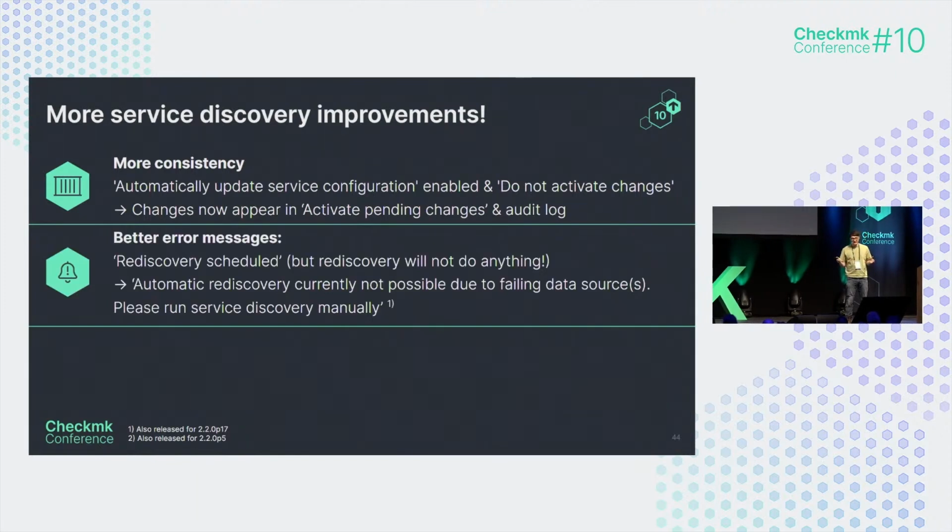We have better error messages. You might have seen this if you have the automatic rediscovery activated. Then sometimes it says rediscovery scheduled. But what could very well happen is that nothing happens. Because if, for example, a data source fails, then this automatic rediscovery is not being done because it's quite a risky change then. If a data source disappears or doesn't work anymore, all the services among that will vanish.